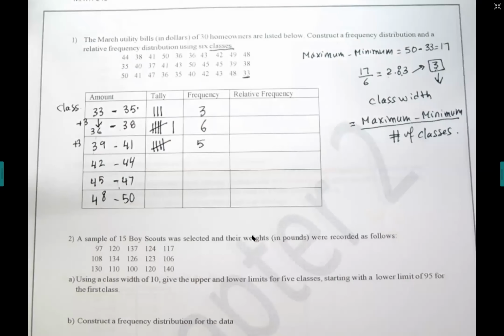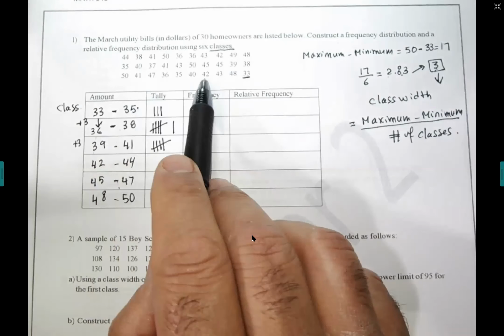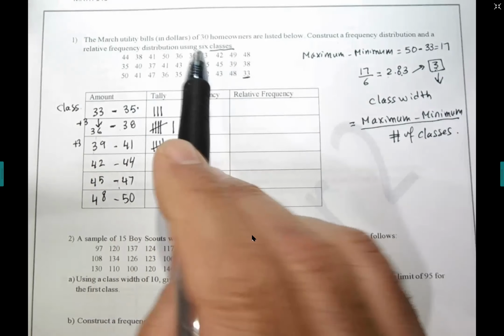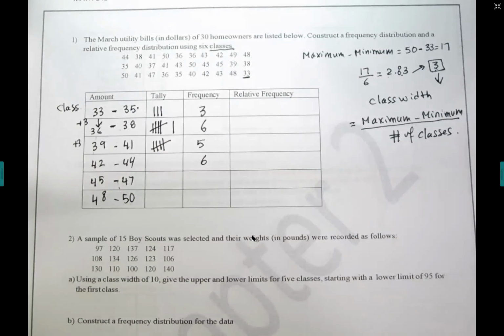4 and 1 across. 42 and 44, guys. Between 42 and 44, inclusive. 44 is included. 43, that's a 3, 4, 5, 6. Okay. 45 to 47. How many are there? 45 to 47. Okay, I got 1, 2, 3.